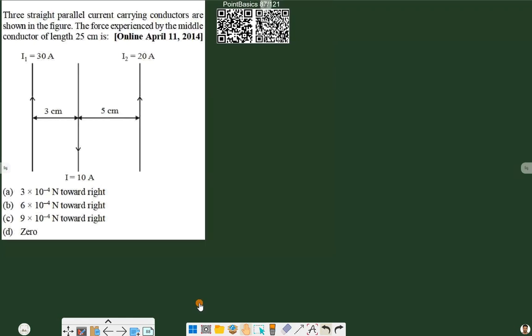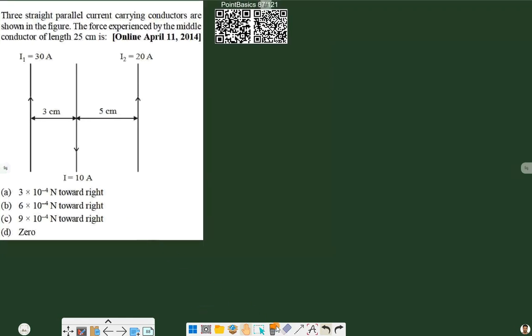Now if we see here, both of the outer conductors carry current in the upward direction and the middle conductor has current in the downward direction. So this conductor will apply a repulsive force on it, and this conductor will also apply another repulsive force on this, and we have to find out their vector sum. So this is conductor A, this is conductor B, and this is conductor C.